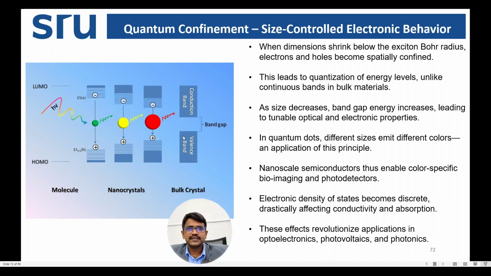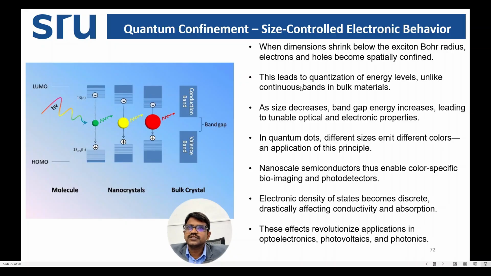So when you reduce the size of the particle from macro to micro to nano, what will happen? In nanocrystals and nanomaterials, you can see discrete, quantized energy levels, and as the size is reduced, the band gap is increasing. So this is quantum confinement. In our previous class we also discussed confinement in different nanomaterials.